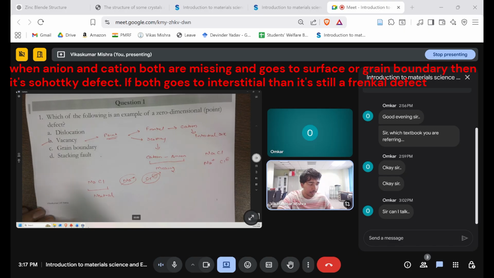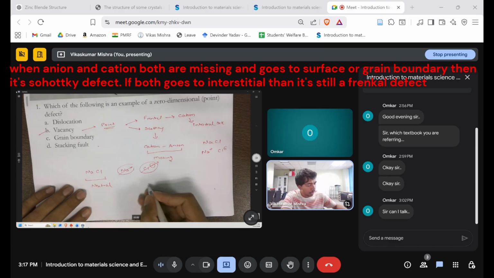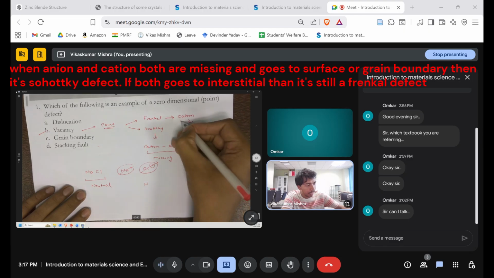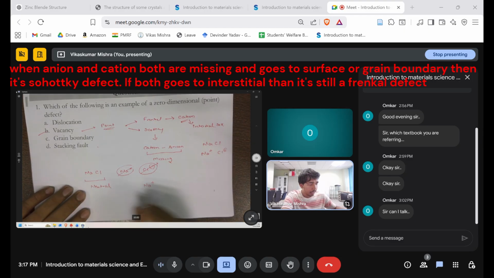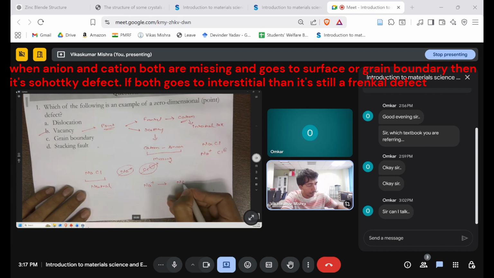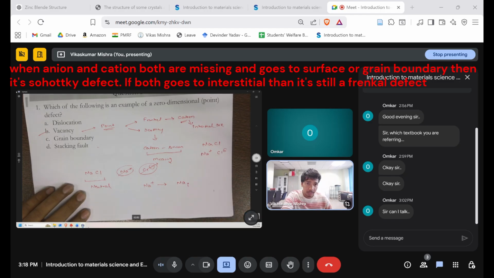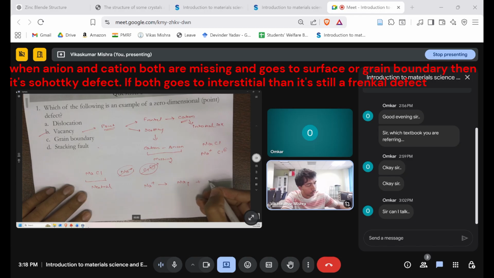Now let's talk about the Frenkel defect. What I'm doing in the Frenkel is taking the cation, let's say sodium, and moving it to an interstitial site. Na is going to the interstitial, which initially had no charge but finally will have some charge. And the vacancy has been created at the sodium site.